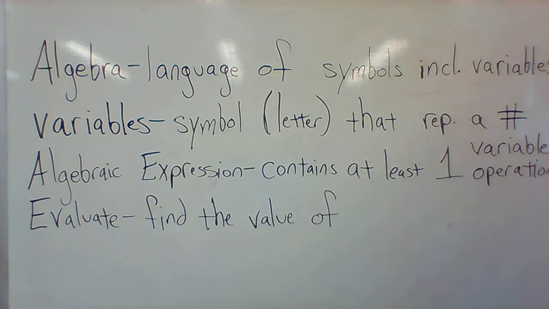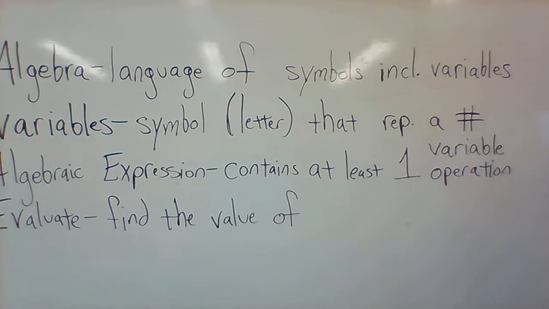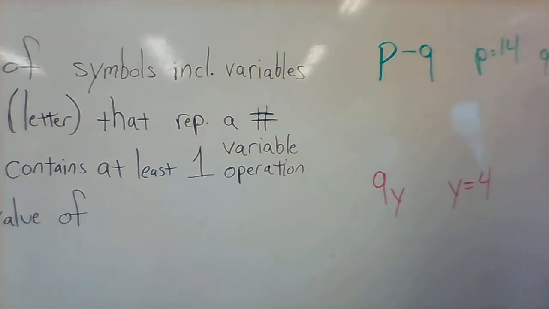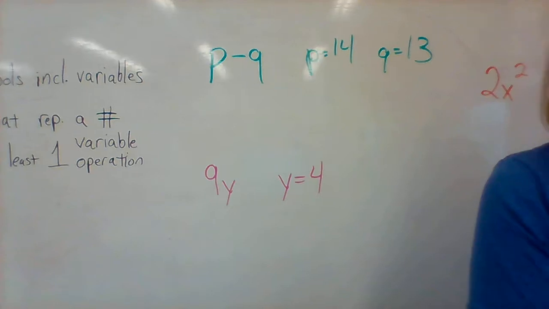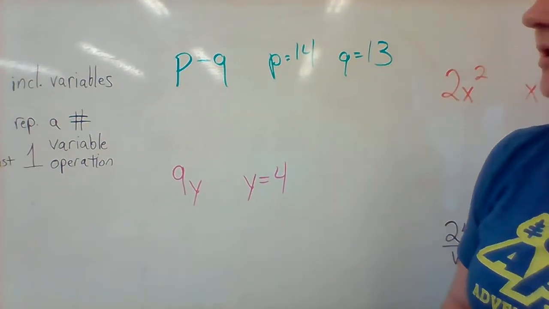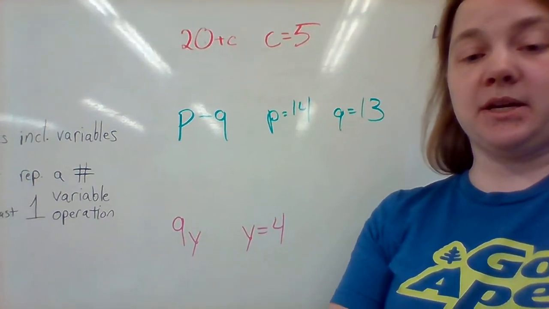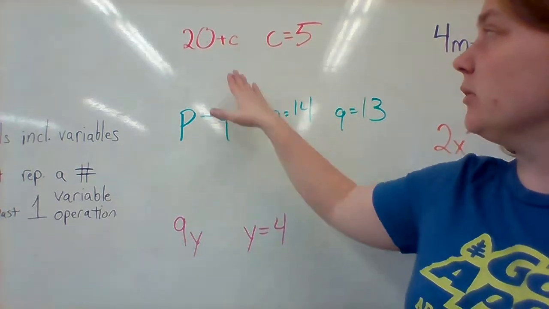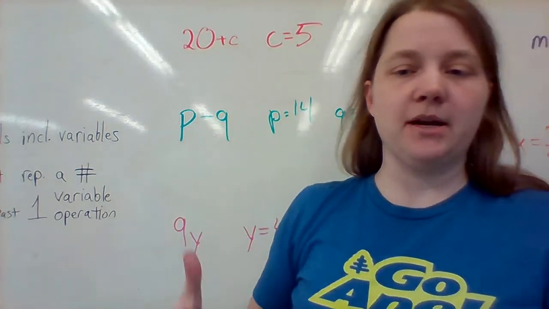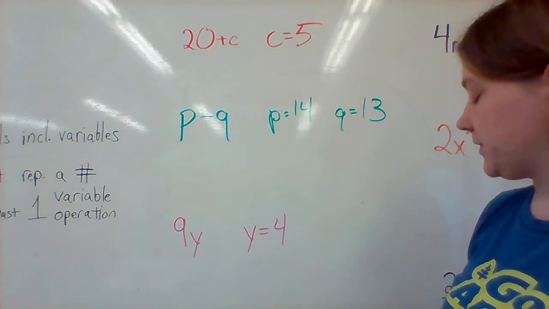They can vary. An algebraic expression contains at least one variable and at least one operation. To evaluate means to find the value of. So over here, we are going to start to evaluate some algebraic expressions. An equation has an equal sign, an expression does not, which is the big difference.